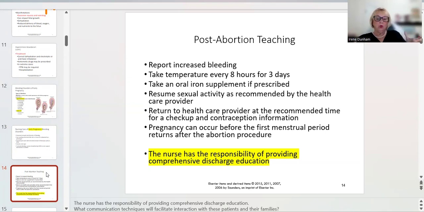What do you have to teach afterwards? After they pass the fetus and go home: any increased bleeding, temperature. Temperature is so important. You take it every 8 hours for how many days?